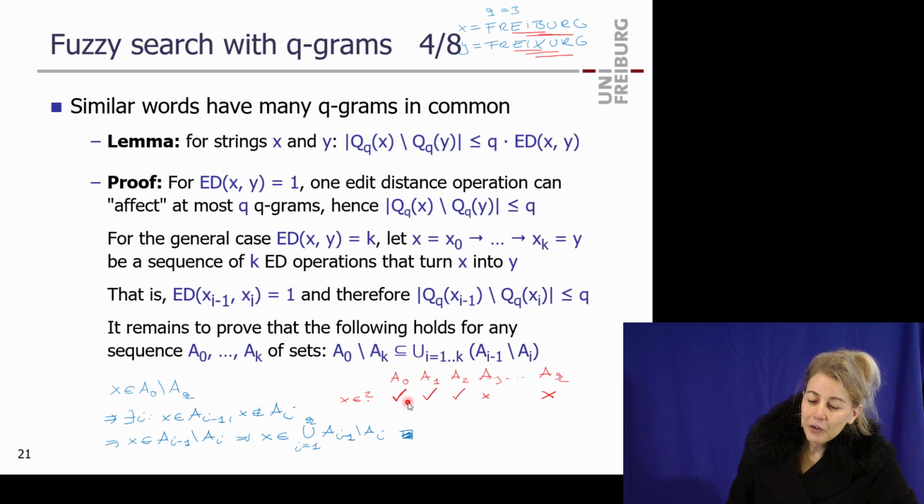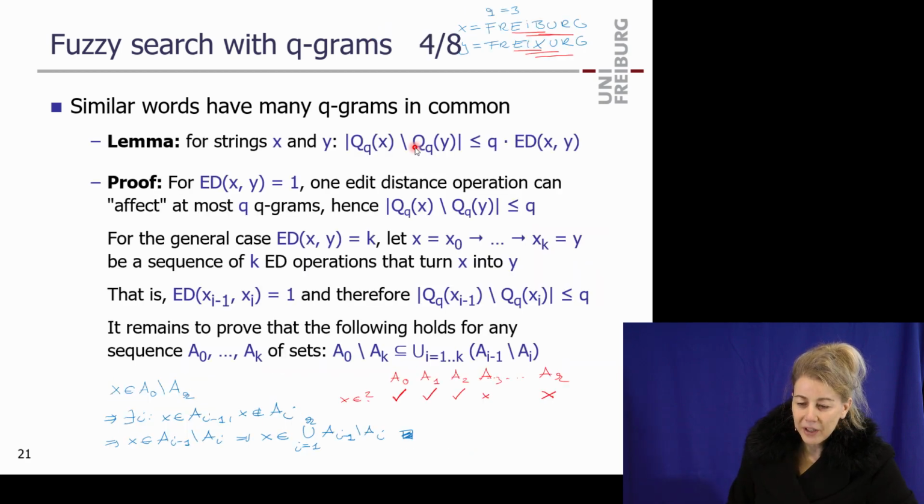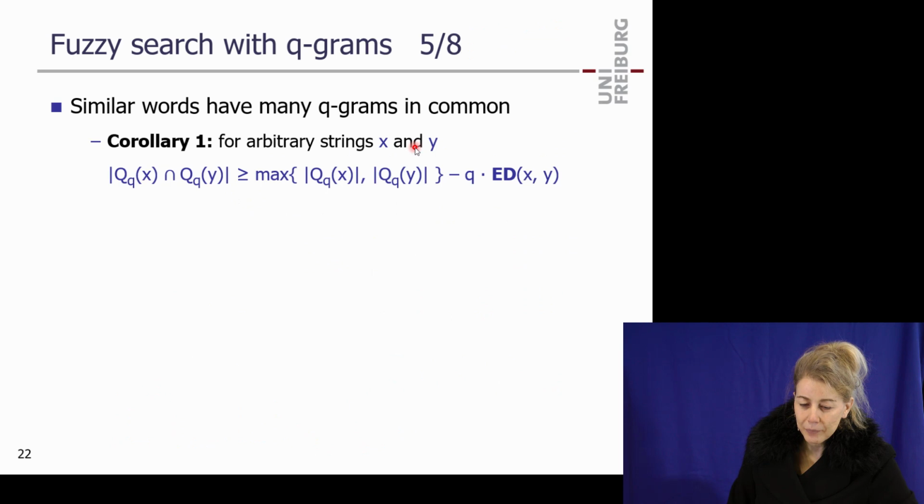Okay, so we have proven this lemma, and now forget about the proof again. It was just a simple intuition that is written up here. Similar words have many q-grams in common. Now, it says in common, but it talks about the set difference. Let's actually talk about in common, and that's what the next slide is about. So now let's talk about the intersection between the two. That's more like in common, right?